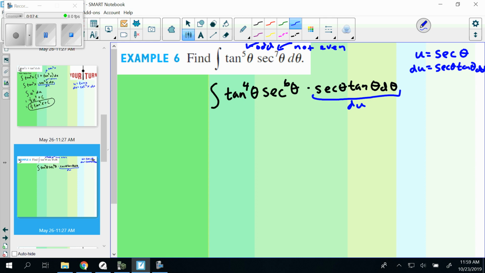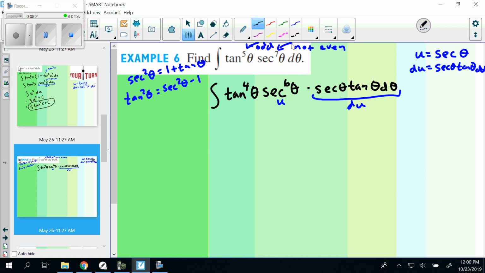The problem is right now, we can definitely substitute u in for these secants, but this one is not a secant. So here's where that same trig identity is going to be used. We're going to substitute in for tangent. And we know in this trig identity, tangent squared is equal to secant squared minus 1. It's just moving that 1 to the other side. Remember before we had secant squared equal to 1 plus tangent squared. We're just subtracting that 1 over to the other side.